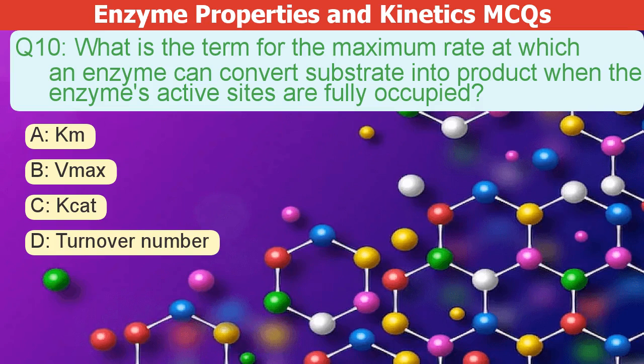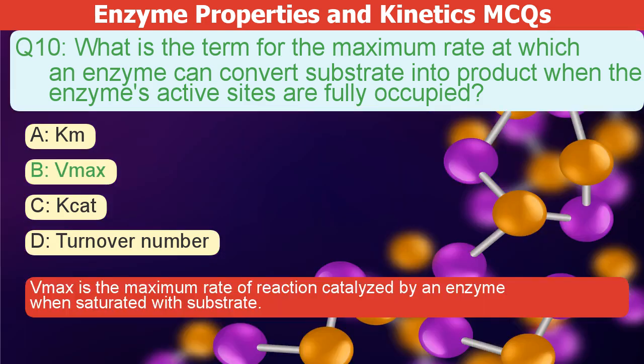What is the term for the maximum rate at which an enzyme can convert substrate to product when its active sites are fully occupied? A. Km. B. Vmax. C. Kcat. D. Turnover number. The correct answer is B. Vmax is the maximum rate of reaction catalyzed by an enzyme when saturated with substrate.